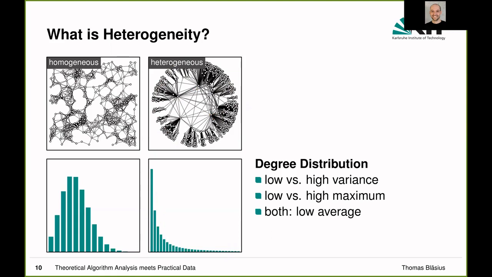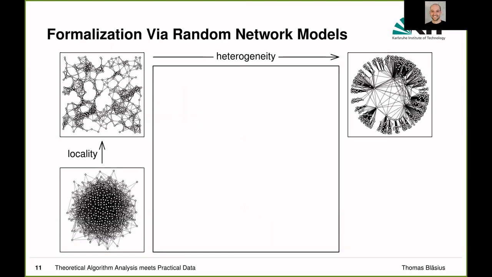So think of heterogeneity as a high variance in the degree distribution, or a high maximum degree, versus many vertices with low degree. And in the homogeneous network, you have a low variance in the degree distribution or a low maximum degree. In both cases, I assume in the following that we have a low average degree, so I'm only talking about sparse graphs.